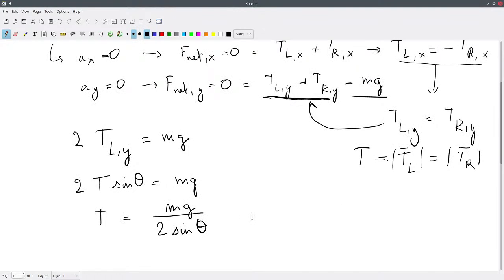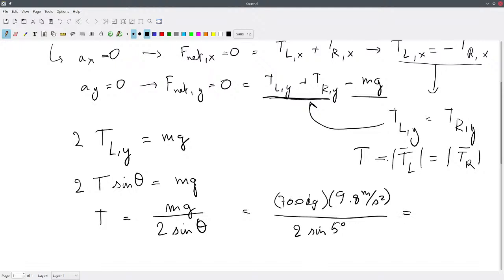So now let's plug in some numbers. If we plug in the 70 kilograms times 9.8 meters per second squared divided by 2 times the sine of 5 degrees, then we'll find that this is 3,930 newtons. So that's a force. That's the tension. We've calculated the tension.